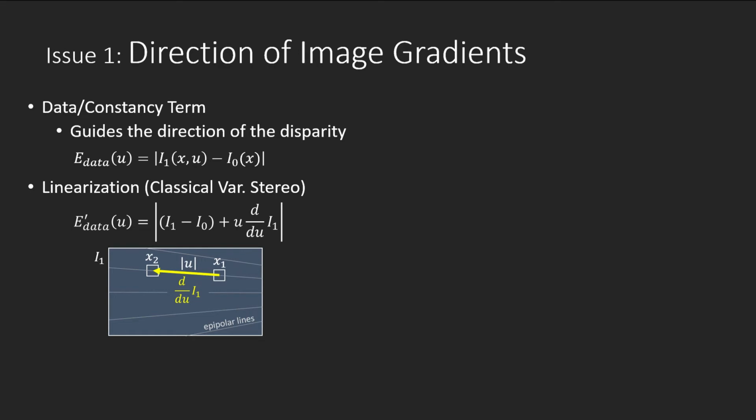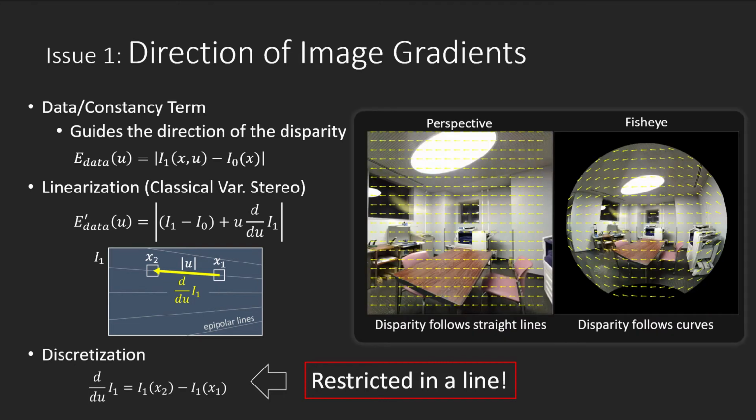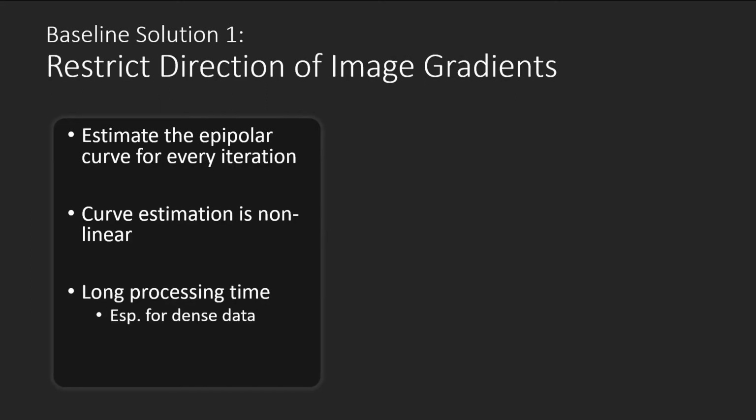In the perspective image, this direction is guided by the epipolar lines. This derivative is often discretized as the difference between two pixels with distance equal to the disparity along the epipolar line. Since the epipolar line is constant for an image pair, the directional derivative only needs to be solved once. On the other hand, fisheye cameras do not have epipolar lines but epipolar curves, and the direction of the derivative needs to be calculated in every iteration, which is a straightforward approach in solving this issue.